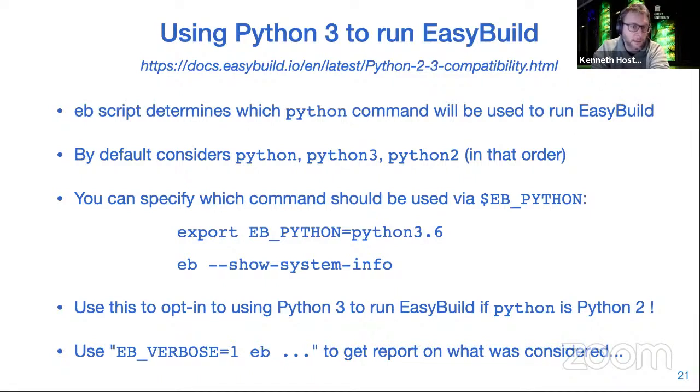If you don't like this order or the commands that it checks for, you can define the EB_PYTHON environment variable to tell EasyBuild what to use. Then it will at least try this first before it looks at any of the other three. You can just set the environment variable and run eb --show-system-info, and that will tell you which Python version it's using. I would recommend that people opt into using Python 3 to run EasyBuild through this mechanism. And if you want to see which Python commands EasyBuild considers and whether it likes them or not, you can use eb --verbose=1 to get more information about it.